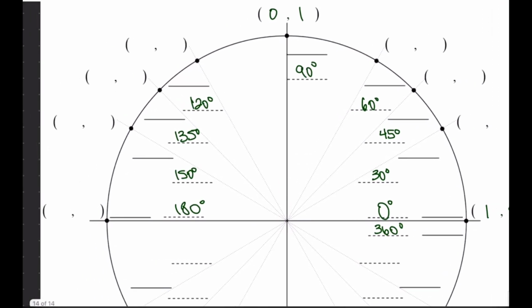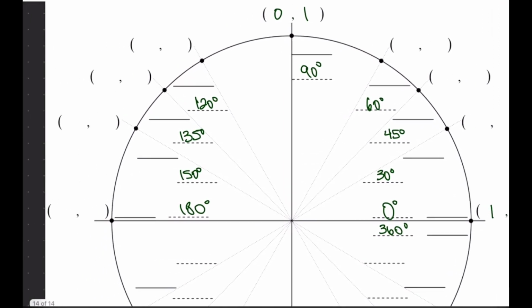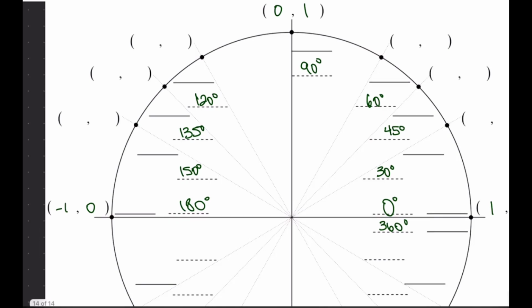Let me do one more for you. So for 180, if I go from here to here, did I move on my X? Yeah, over negative 1. Yep, I went over -1. Did I move any on my Y? Nope. So that would be -1, 0. Oh no, I'm out of quadrant 1.